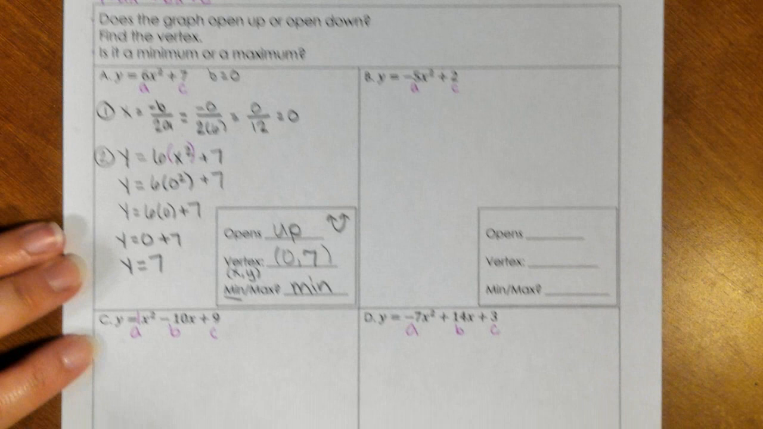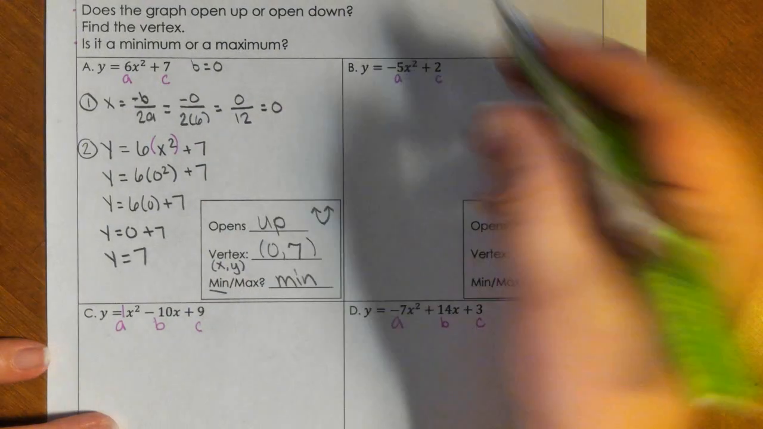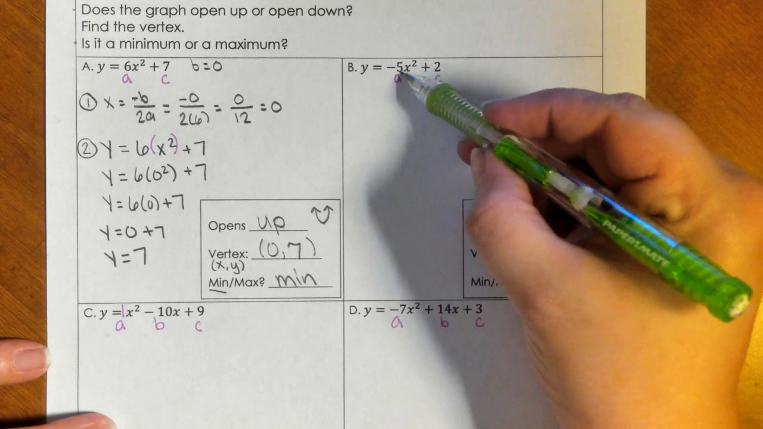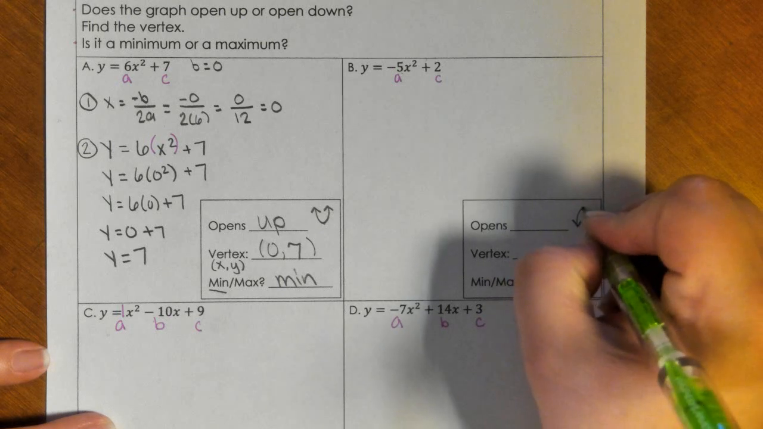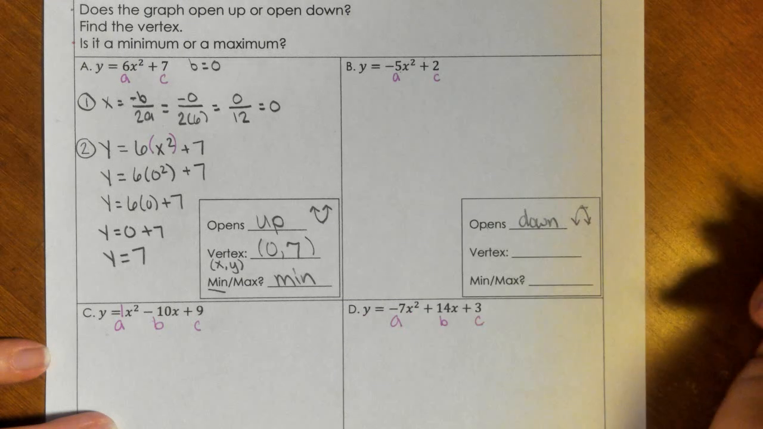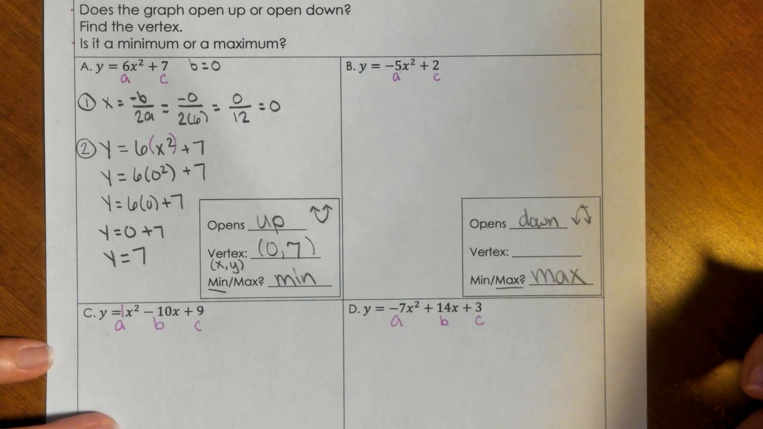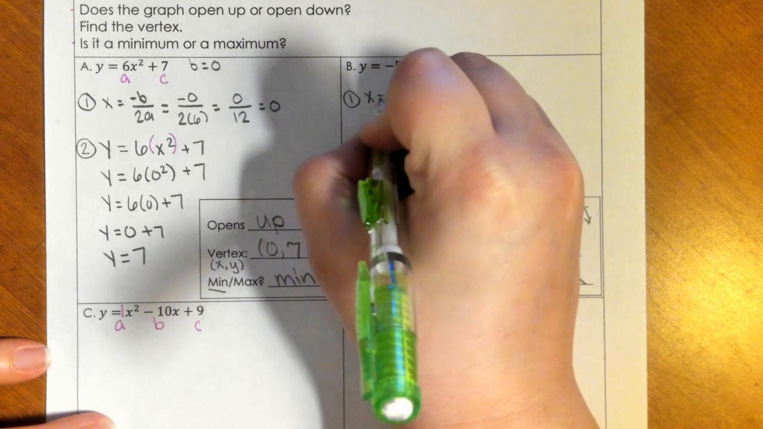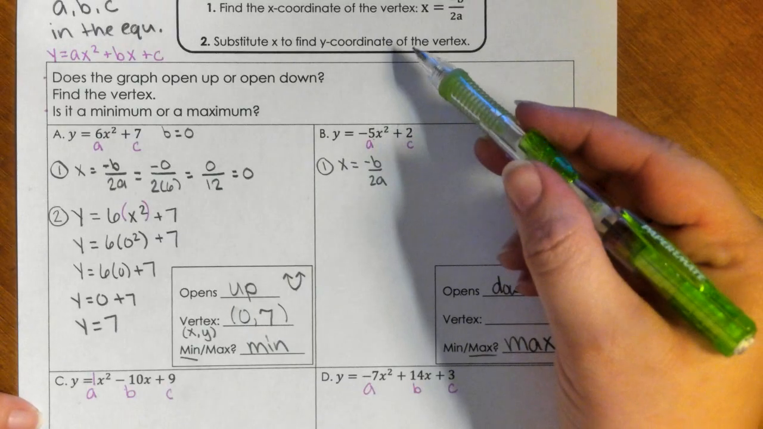Okay, so for problem B, same method. So first, how does it open? It has a negative a, so it opens down. Okay, so that's down. The vertex is a high point, which is a max. Step 1 of the vertex. Here is the formula from above, up here in your steps.